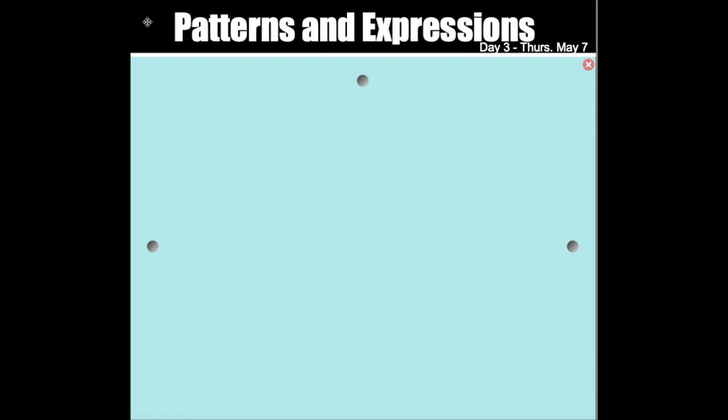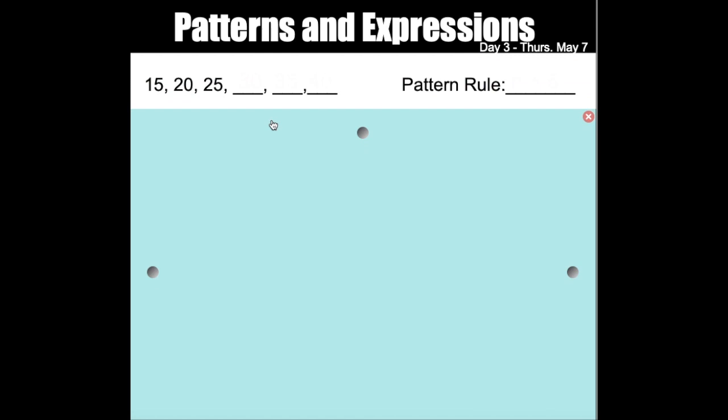Today, we are going to be practicing what we have learned in the first 2 days. So we're going to be writing pattern rules using a variable and writing expressions using a variable. Let's go over a few examples of what we are going to be doing today. Today we are going to continue looking at patterns, continuing the pattern, and then writing it using a variable.